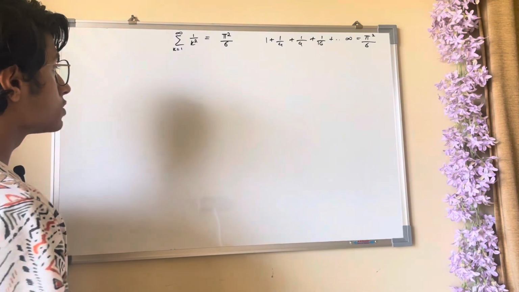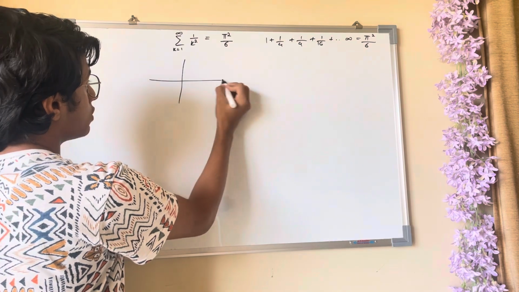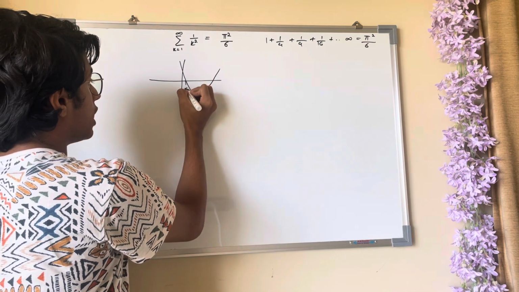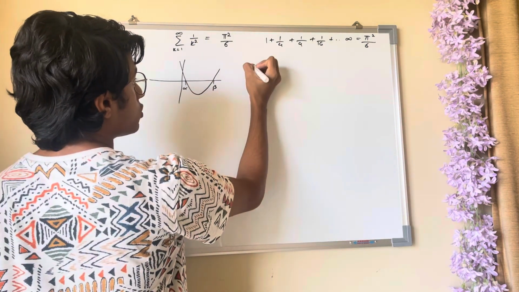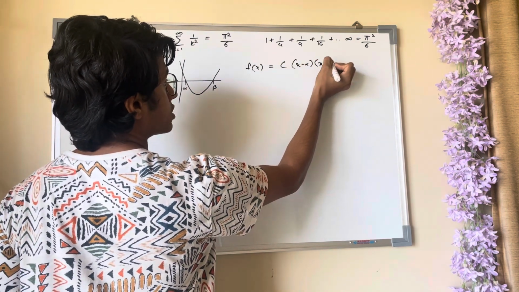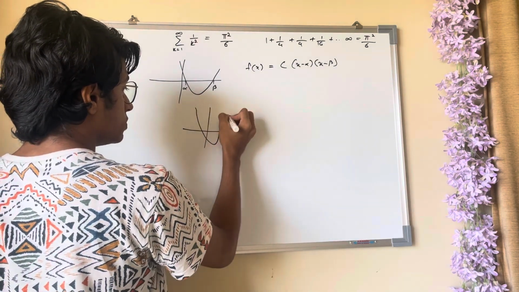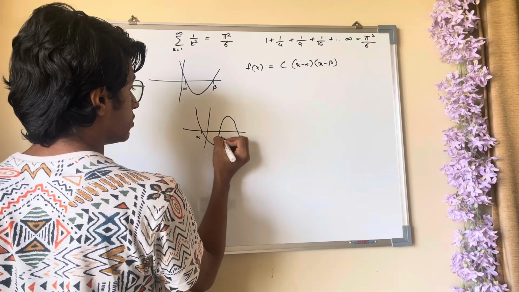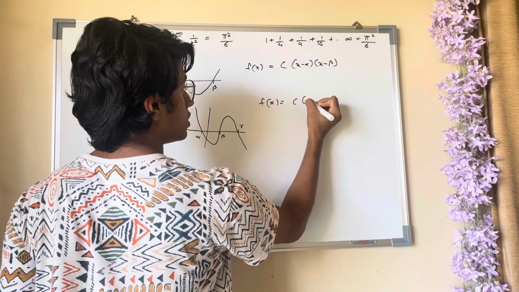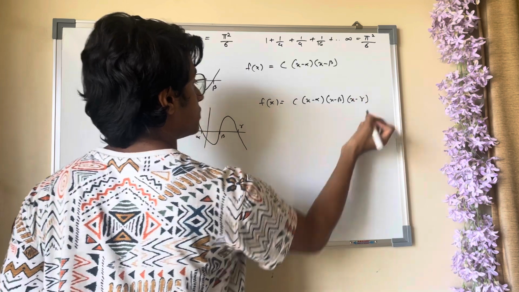Let's start off this proof with a simple logic: if we have a polynomial or a quadratic equation whose roots are alpha and beta, then that polynomial can be written as some constant c into x minus alpha into x minus beta. If we have a cubic equation which has three roots, alpha, beta and gamma, then that cubic can be written as some constant into x minus alpha into x minus beta into x minus gamma.